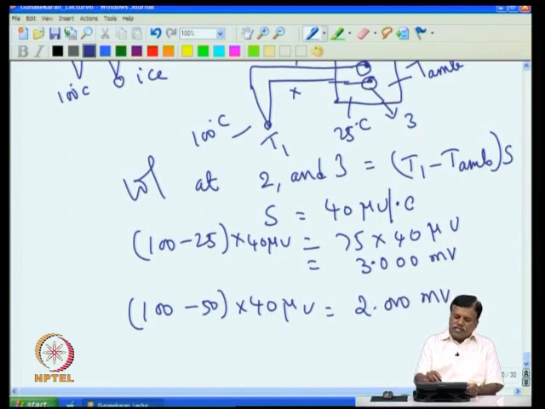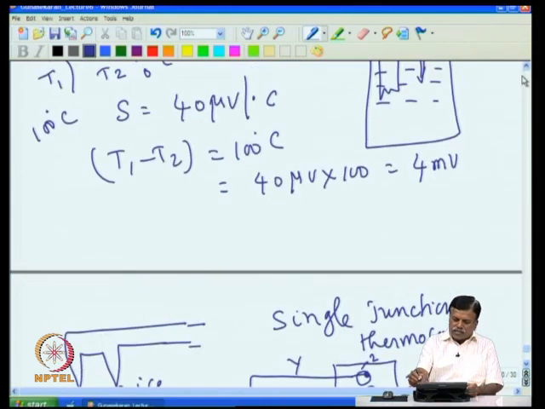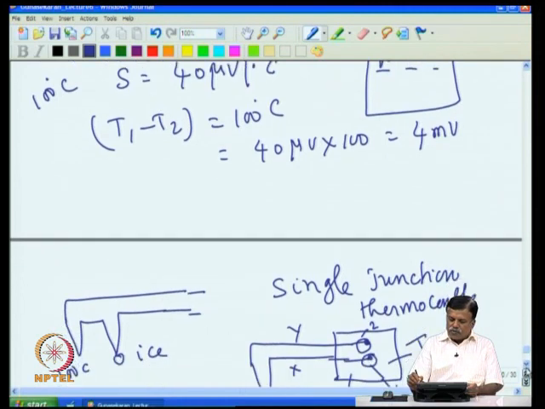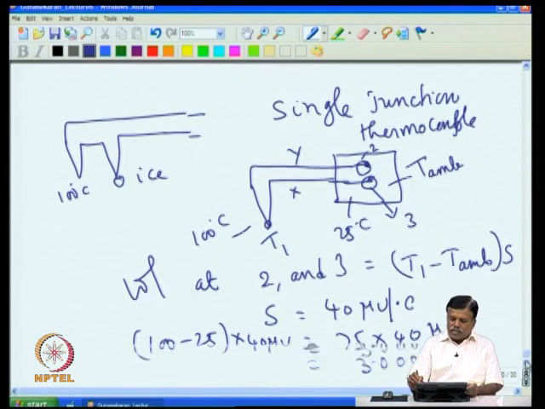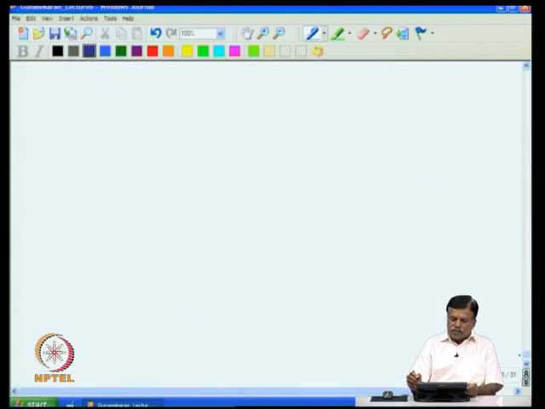The same 100 degree C now gives only 2 millivolt. Earlier, when the room temperature was 25 degree C, the same 100 degree had given you 3 millivolt. So if we are to be successful in using this, then we have to compensate this ambient temperature change, because when ambient temperature changes, the output generated by the thermocouple also changes. So one has to provide ambient temperature compensation if you are using a single junction thermocouple.